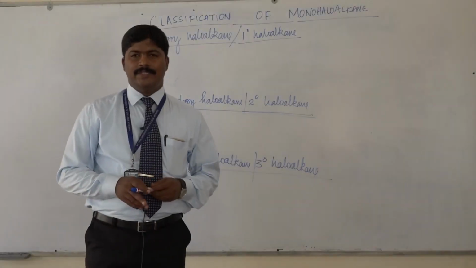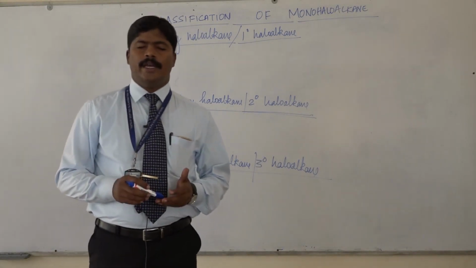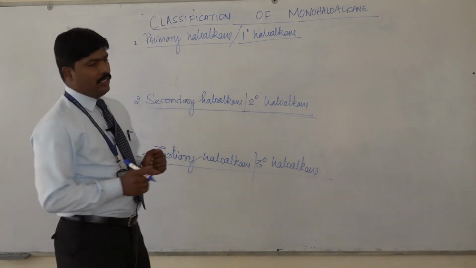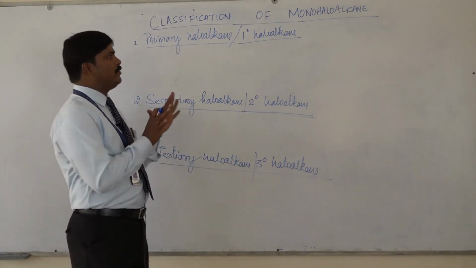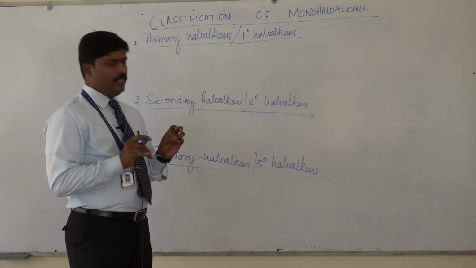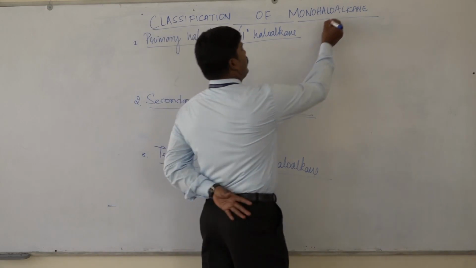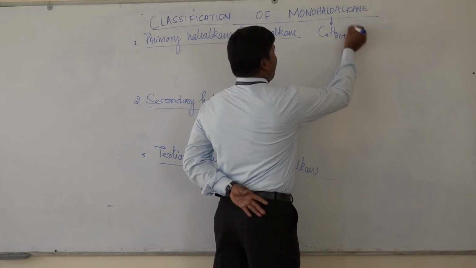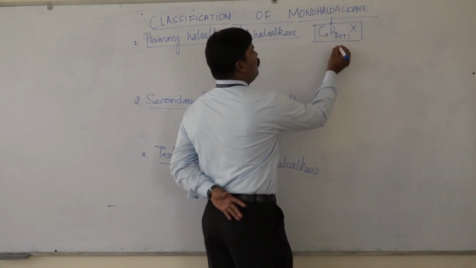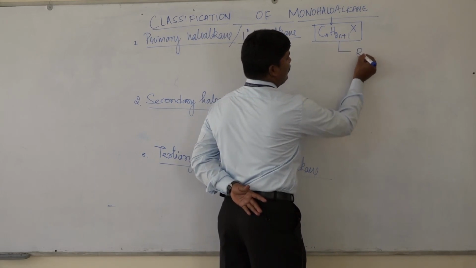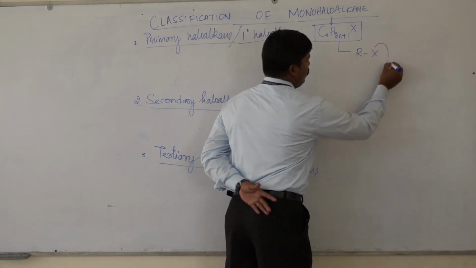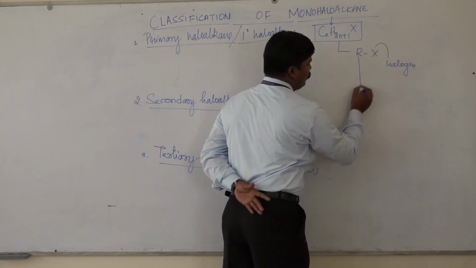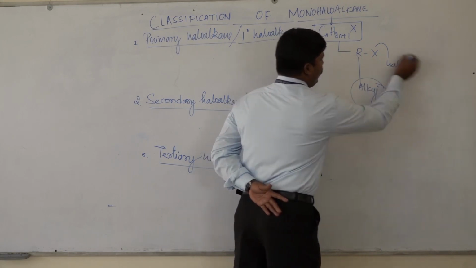We just finished the classification of monohaloalkane, dihaloalkane, trihaloalkane and polyhaloalkane, based on the number of halogen atoms. Now we are trying to classify only monohaloalkane. The formula for monohaloalkane is CnH2n+1X, which I can also write as RX, where X is a halogen and R is an alkyl group.